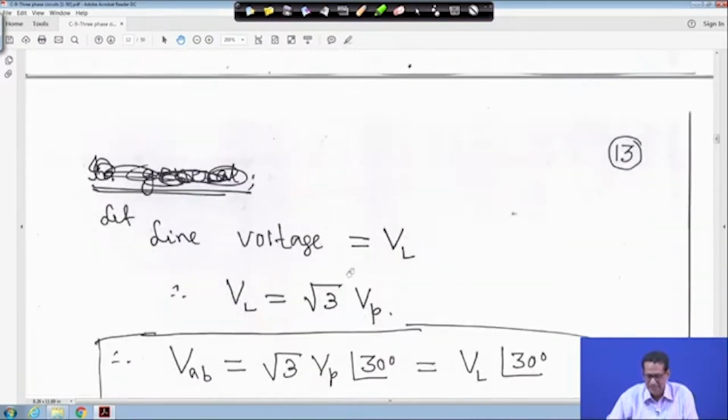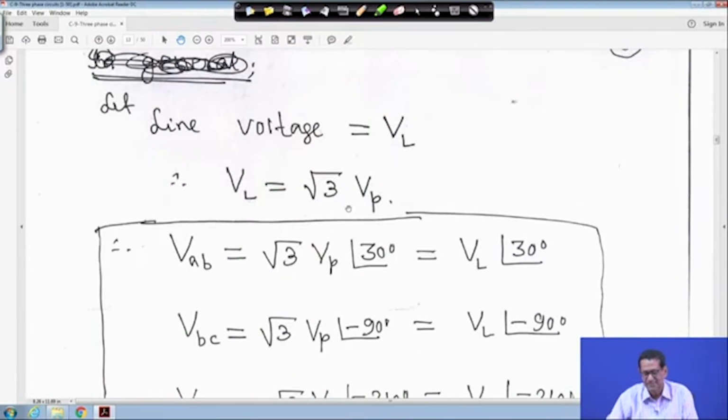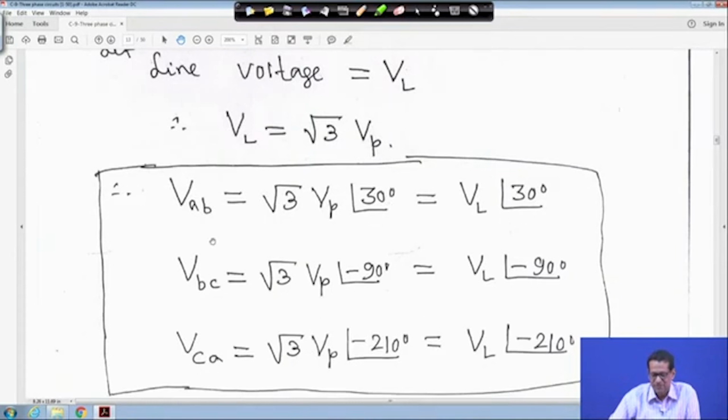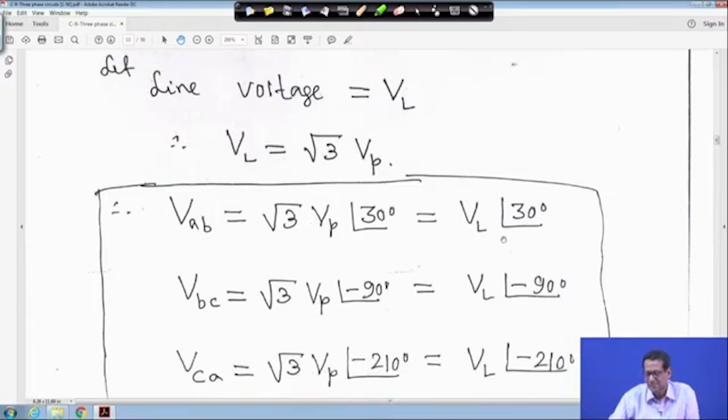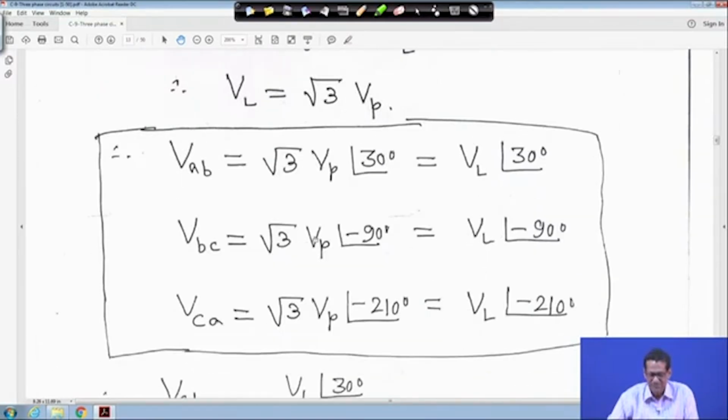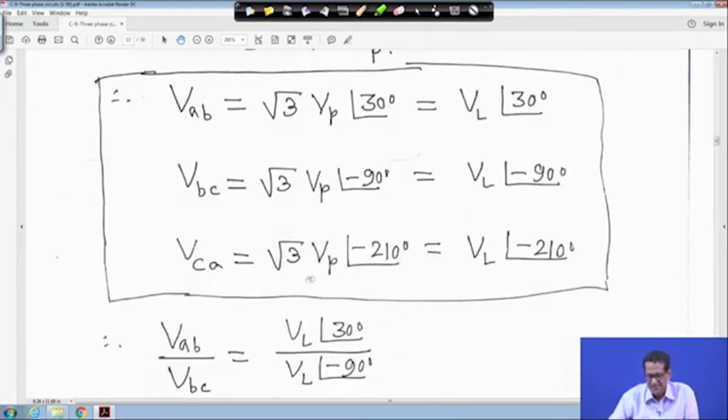So, line voltage is VL, and we know VL is equal to root 3 into phase voltage, in magnitude. Therefore, we know VAB is equal to root 3 VP angle 30 degree, so VL angle 30 degree. VBC is root 3 VP angle minus 90 degree, that also we have done, so VL angle minus 90 degree, where root 3 VP is equal to VL. And VCA is equal to root 3 VP angle minus 210 degree, that is VL angle minus 210 degree.